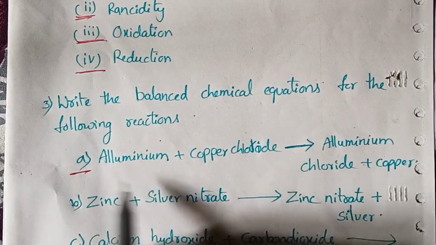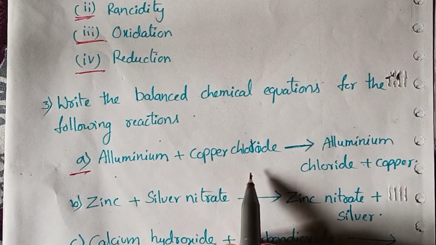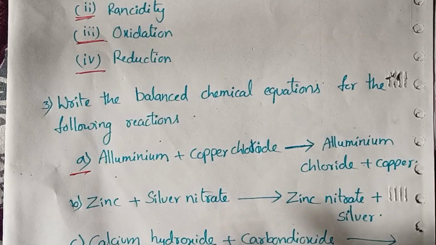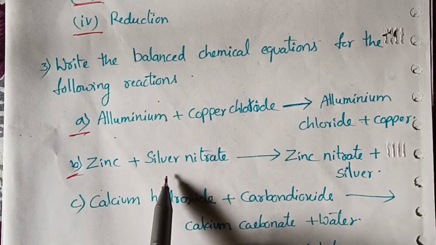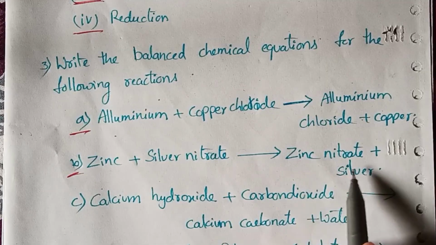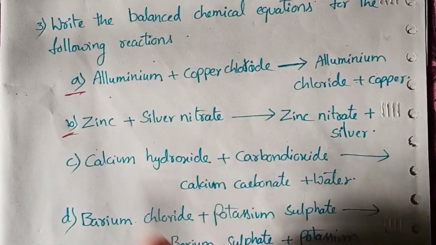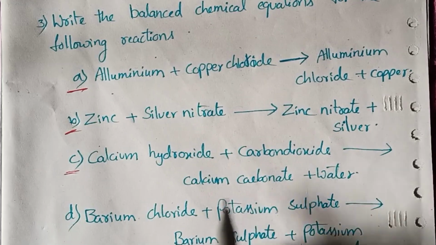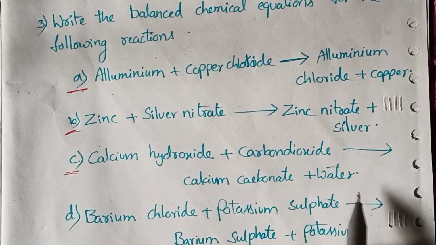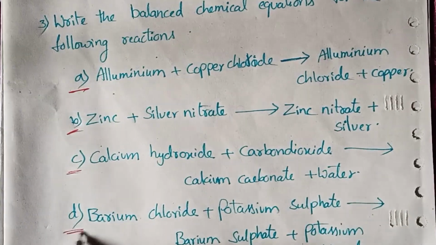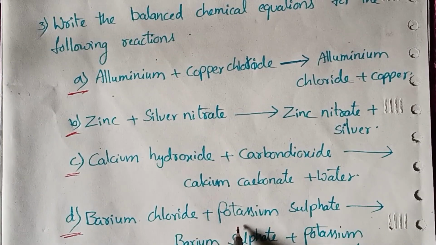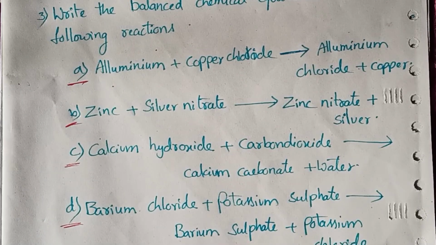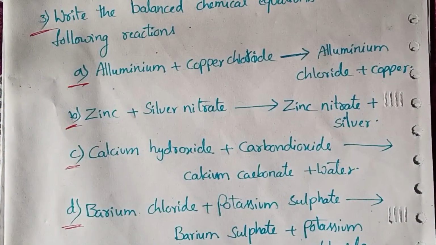So first reaction is aluminium plus copper chloride gives aluminium chloride plus copper. Okay, next equation is zinc plus silver nitrate gives zinc nitrate plus silver. Okay, third equation is calcium hydroxide plus carbon dioxide gives calcium carbonate plus water, H2O. Okay, next, fourth one is barium chloride plus potassium sulfate gives barium sulfate plus potassium chloride. Okay, learn this one also.